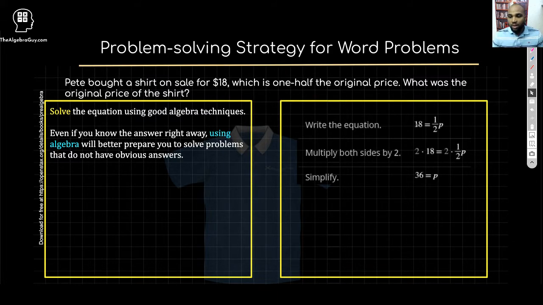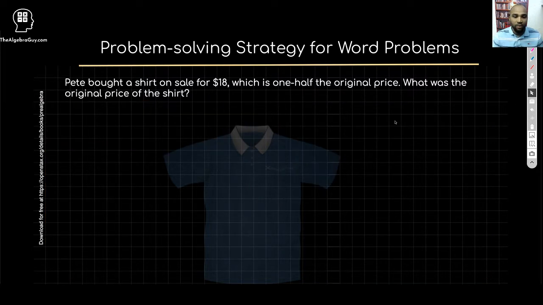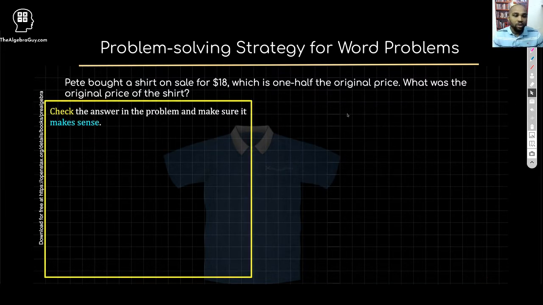So write the equation. 18 is 1/2 of P. So we just kind of simplify what we just said. Now let's solve for P. To do that, we multiply both sides by 2. That gets that 1/2 to just 1P, and this side goes to 36. So now we've solved it. And pretty much we'd stop there normally.